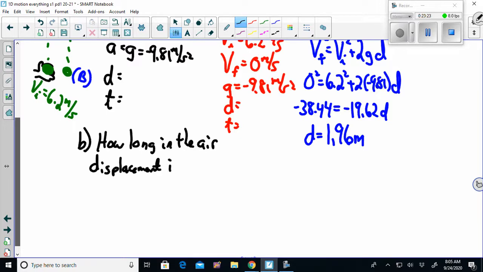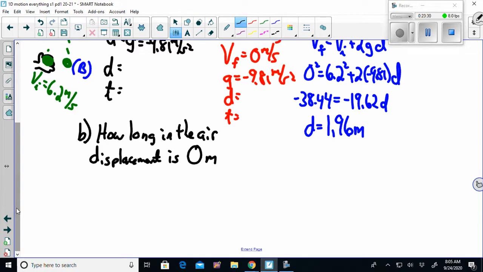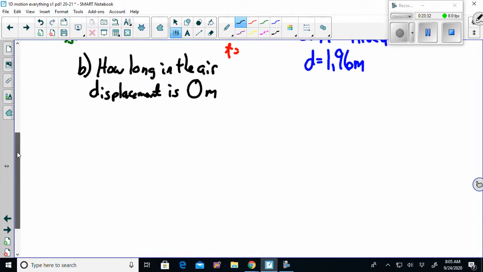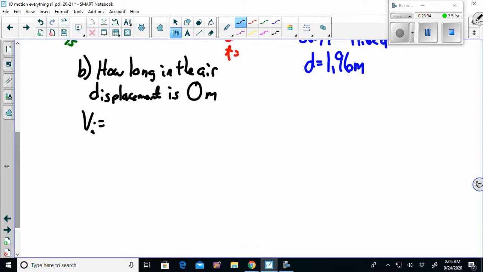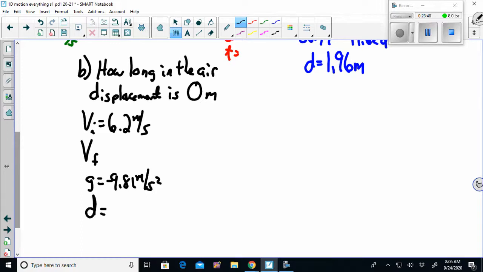The displacement is 0 meters. It gets back to where it started. I'm going to have to do a little page extend here. There we go. So Vi, 6.2 meters per second. Vf, we don't know. g, we know is negative 9.81 meters per second squared. Displacement is going to be 0 meters. And time. That's what we're looking for.